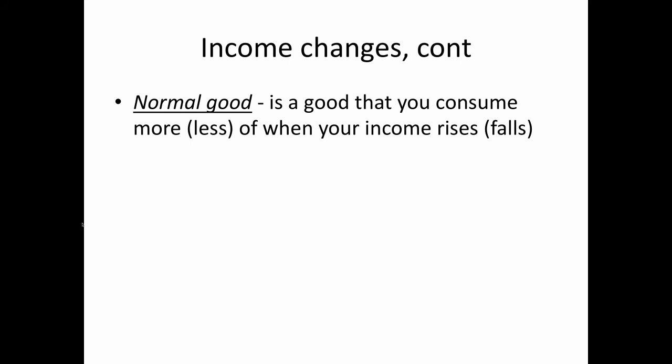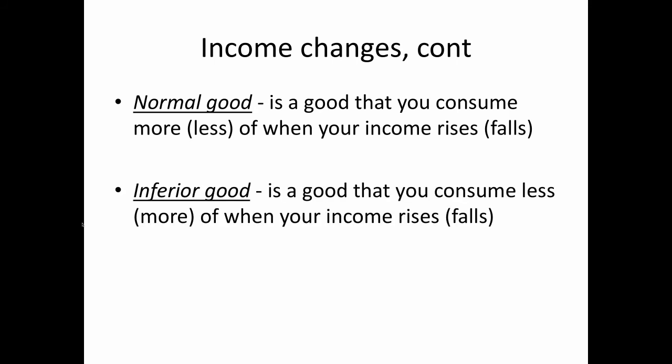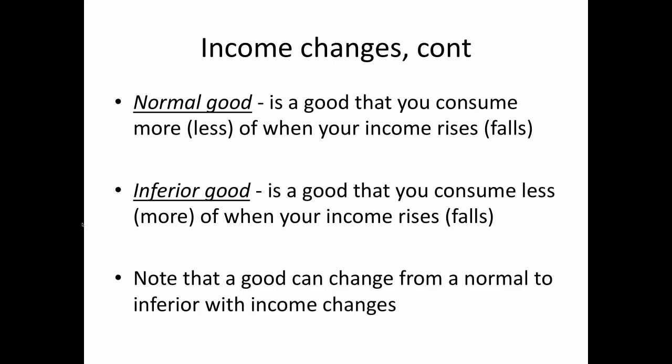A normal good is a good that you consume more of when your income rises. Conversely, a normal good is a good that you consume less of when your income falls. An inferior good is a good that you consume less of when your income rises, and conversely, an inferior good is a good that you consume more of when your income falls. Note also that a good can change from being a normal to an inferior good depending on the extent of the income changes and how much income you have to begin with.